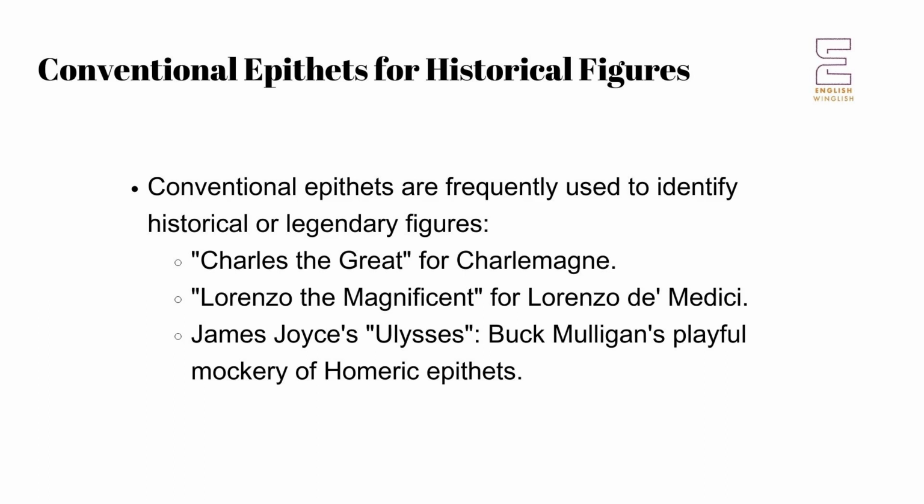In modern literature, authors continue to employ epithets to add richness and depth to their works. James Joyce's Ulysses is known for its innovative language and parodic references. Buck Mulligan's playful mockery of Homeric epithets, as seen in the snot-green sea, demonstrates the author's mastery of linguistic and narrative techniques.